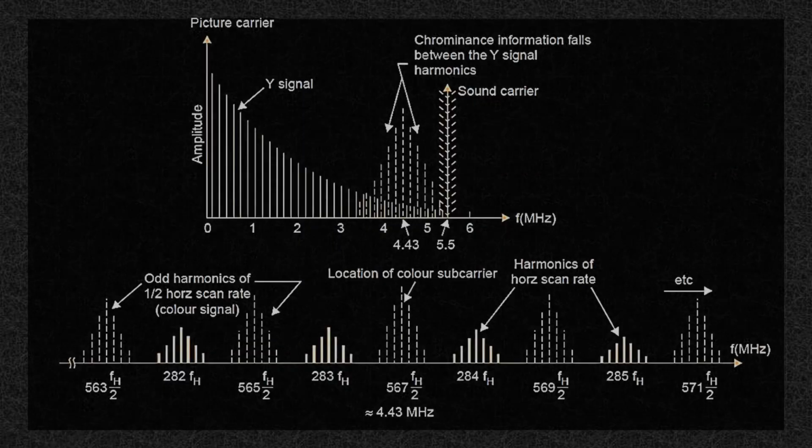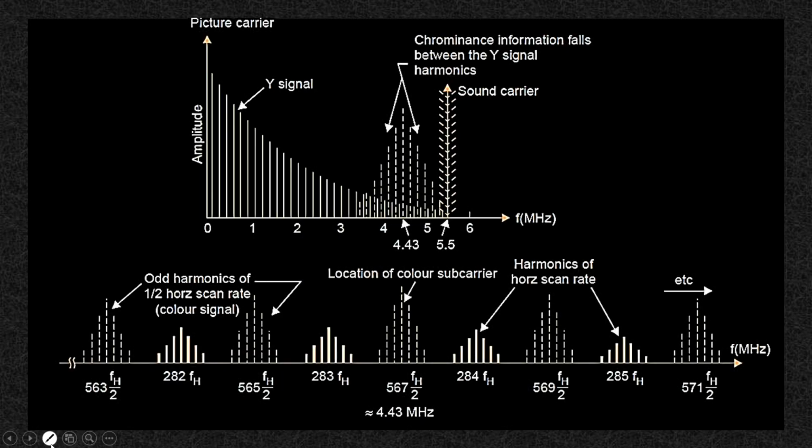Now if you see here, you have the Y signal, which exists up to 5 megahertz. At 5.5 megahertz you have interleaved your sound carrier. Above 3.5 megahertz your energy is decreasing, and in between two harmonics of the horizontal frequency you have interleaved your color subcarrier, exactly at 4.43 megahertz. So your chrominance information falls between the Y signal harmonics, and this concept is called frequency interleaving. You can see here 563 fH by 2, 282 fH.